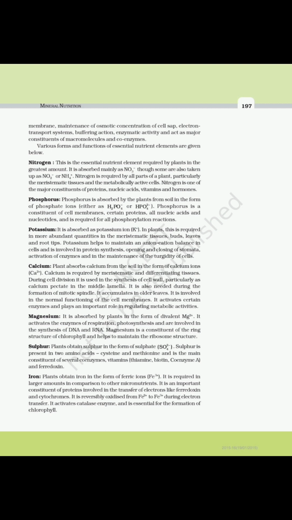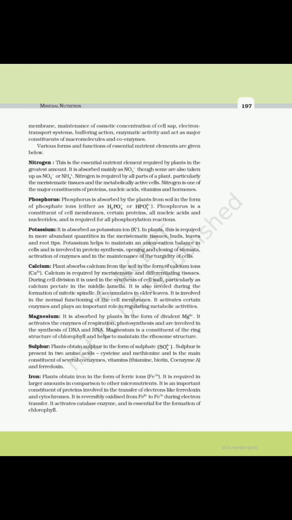Calcium. Plant absorbs calcium from the soil in the form of calcium ions, Ca2+. Calcium is required by meristematic and differentiating tissues. During cell division it is used in the synthesis of cell wall, particularly as calcium pectate in the middle lamella. It is also needed during the formation of mitotic spindle. It accumulates in older leaves. It is involved in the normal functioning of the cell membranes. It activates certain enzymes and plays an important role in regulating metabolic activities.